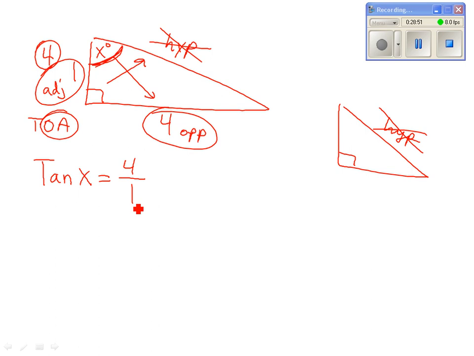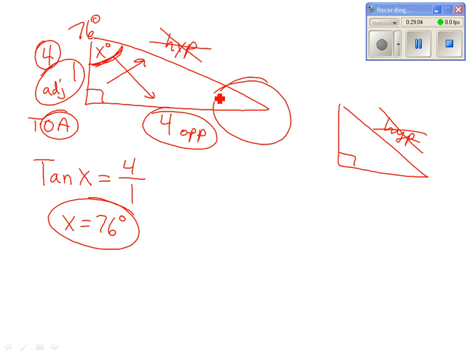75.9. Round it up and it's 76. So 76 degrees. So that angle is 76 degrees. If that angle's 76 degrees, how could we find this angle down here?